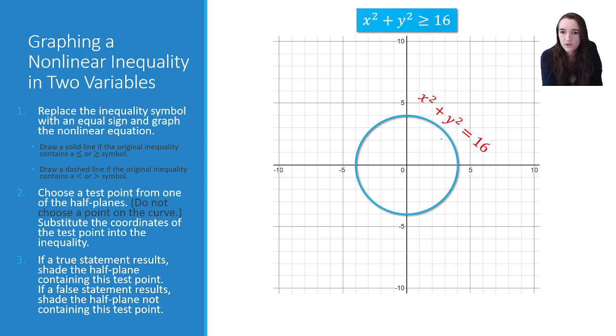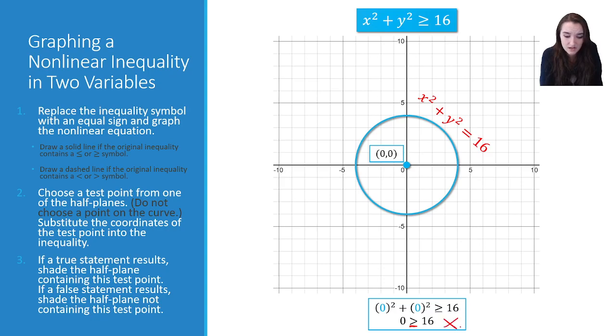Then I pick a point. And again, my circle's not going through the point 0, 0. It's centered there, but that's fine. The actual line of the circle does not go through 0, 0, so that's the point I'm going to pick because it's the easiest one to pick. I plug it in. So 0 squared plus 0 squared, is that greater than or equal to 16? No. No, it is not. 0 is not greater than or equal to 16.